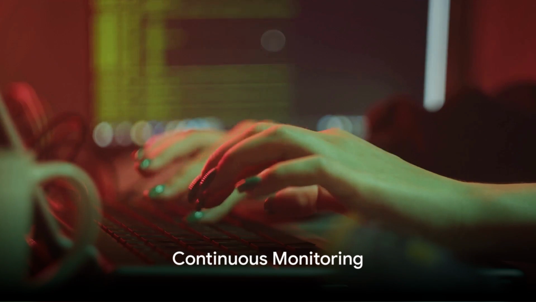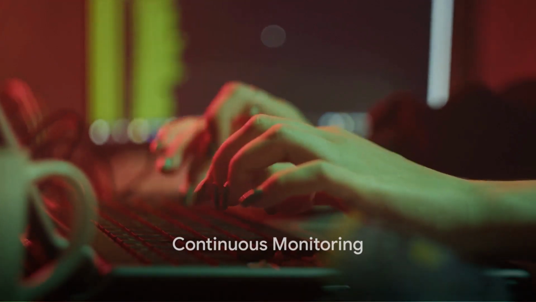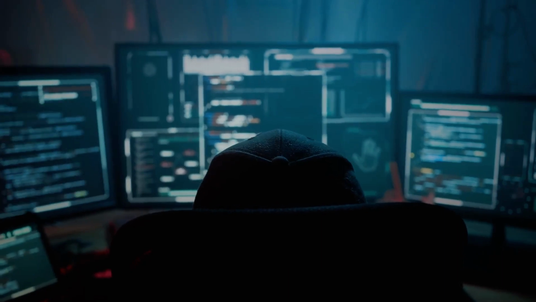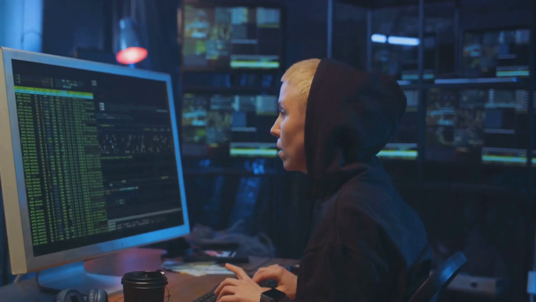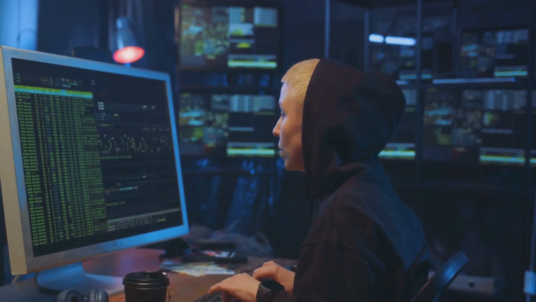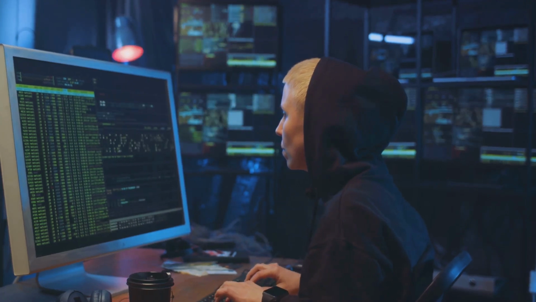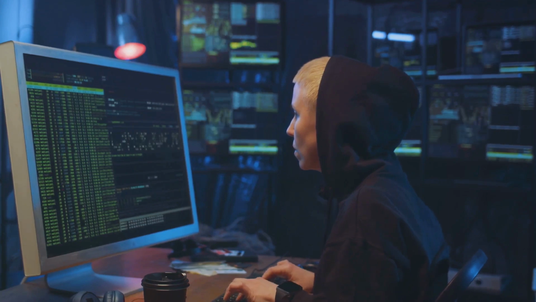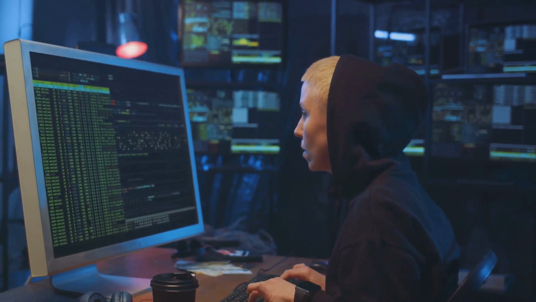The job isn't over yet. Security is an ongoing process. Indeed, the final step in the vulnerability assessment process is continuous monitoring. This is the process of maintaining a constant watch over your systems, networks, and applications to ensure that your security posture remains strong even as new threats emerge.